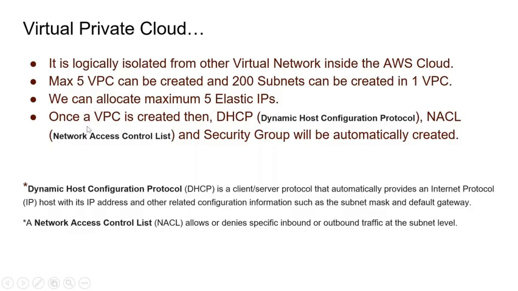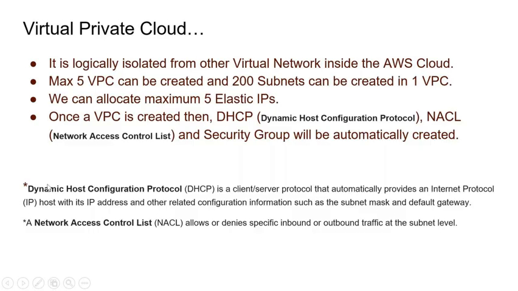Why did the elastic IPs topic come here? Because we require elastic IPs when we are creating a virtual private cloud. Once a VPC is created, the dynamic host configuration protocol (DHCP), the NACL, short for network access control list, and a security group will be automatically created. You will see that when we do practicals: along with a VPC, a DHCP, a NACL and a security group are created automatically.